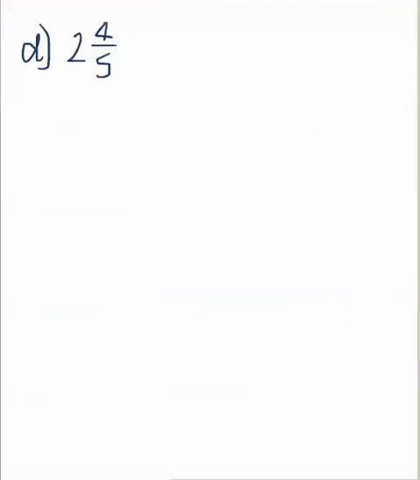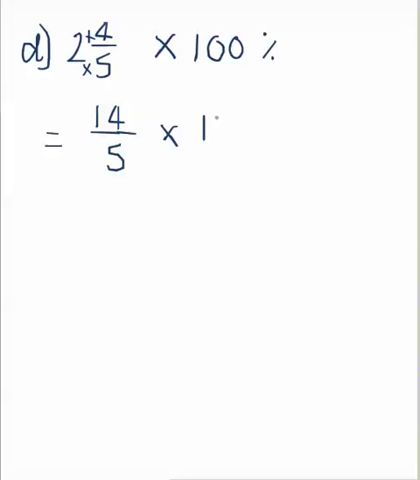Now with D, we once again have a fraction. All we have to do to turn it into a percentage is times it by 100 and add the symbol. But because we have a mixed fraction, I'll turn this mixed fraction into an improper fraction. So I've got 5 times 2, which is 10, and 10 plus 4 is 14. And we know we keep the same denominator, so 14 over 5 times 100, and the 100 is really 100 over 1. And I'll keep adding this symbol so I don't forget it.